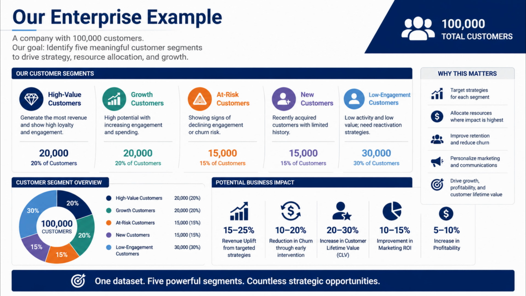Section 4. Our enterprise example. Throughout this video, we will use a single business example. A company with 100,000 customers wants to identify high-value customers, growth customers, at-risk customers, new customers, and low-engagement customers. Every concept, dashboard, AI workflow, and Python example in this video will use this same scenario. Using a single example allows us to follow the complete business journey from raw customer data all the way to executive recommendations and strategic decisions.